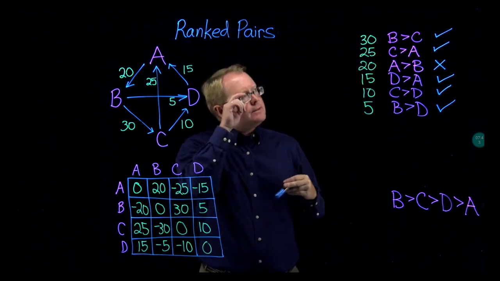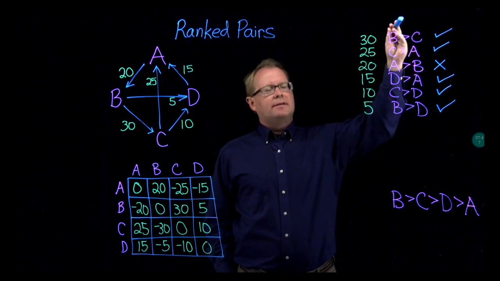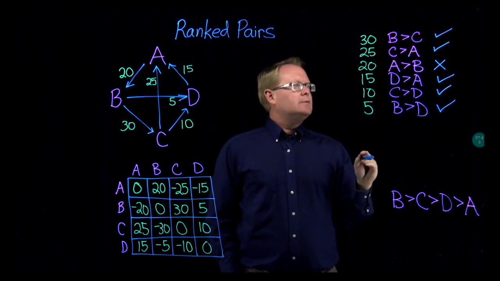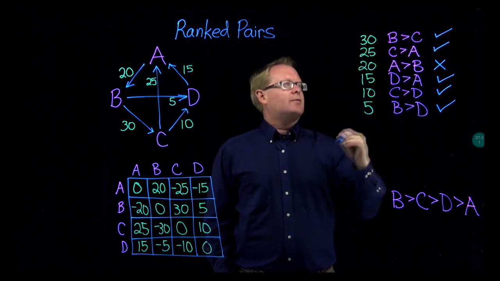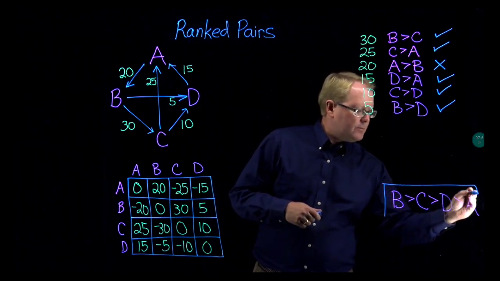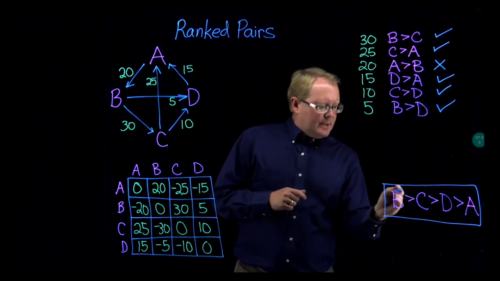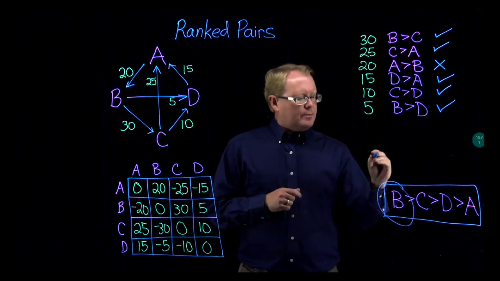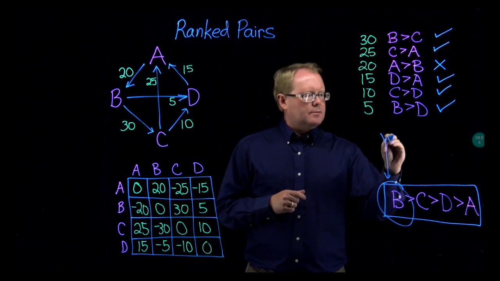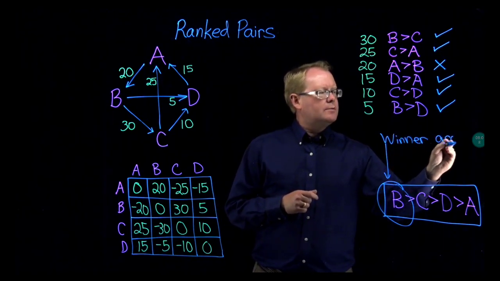So you see what we did was we simply enforced these inequalities one at a time as long as they didn't contradict the inequalities we've already enforced. We found that we could get all the inequalities except for the third one, and this led to this set of combined preferences. And because of that, we say that B here is the winner according to ranked pairs. Whoever comes in as the top choice, this is the winner according to ranked pairs.